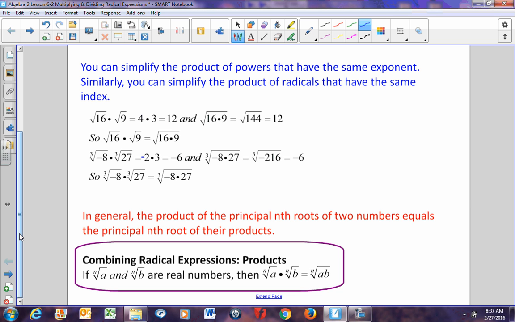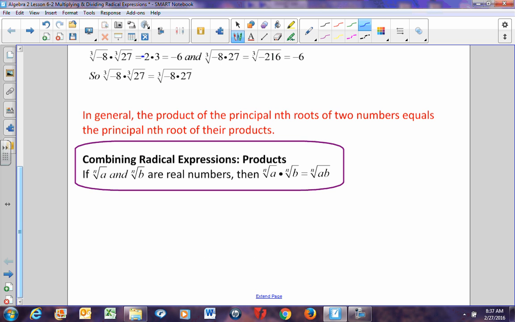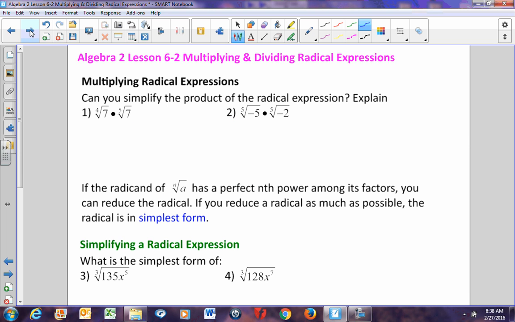Basically, that leads us to the combining radical expressions rule, which says this. The product of the principal nth root of two numbers equals the principal nth root of their product. In other words, you can multiply first and then simplify, or you can simplify first and then multiply. The nth root of a times the nth root of b is the same thing as the nth root of a times b. Now, that being said, if we want to multiply, we should look to see if we can simplify first, because it actually is a lot easier to simplify first.